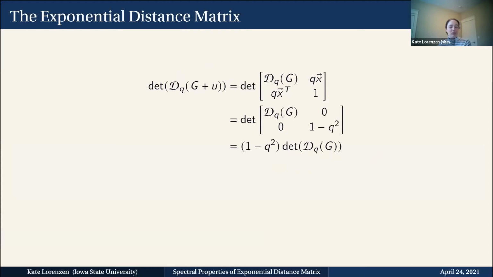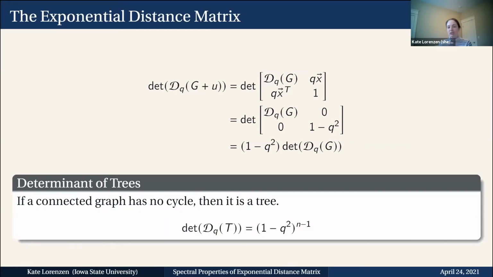And this is really great and useful, especially if we have a family of graphs that can be defined by iteratively adding leaves, which is the true family of tree graphs. So immediately from this result, the determinant of all trees for the DQ matrix falls out to be only dependent on q and n, the number of vertices. So this is actually very similar to the distance matrix result.